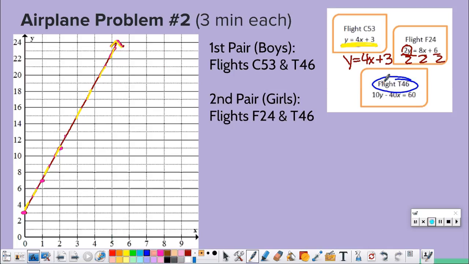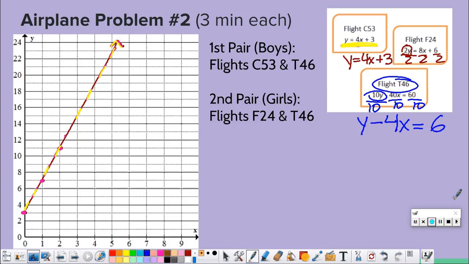All right, now, what do I need to change about flight T46? The 10y is what's causing it. So I'm going to divide, but I'm going to divide by 60 because that's what it's equal to, right? No? Why not? It's an initial value. Because the 10 is what we're looking for. We need the y to be by itself, and it's being affected by the 10. So I'm going to divide everything by 10. So that leaves me with y minus 4x equals 6. Now is the y by itself?